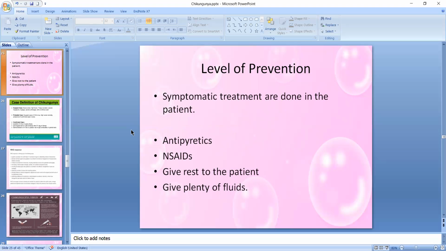There is no specific treatment. Give antipyretics in case of fever and NSAIDs in case of pain. Give rest to the patient and plenty of fluids.